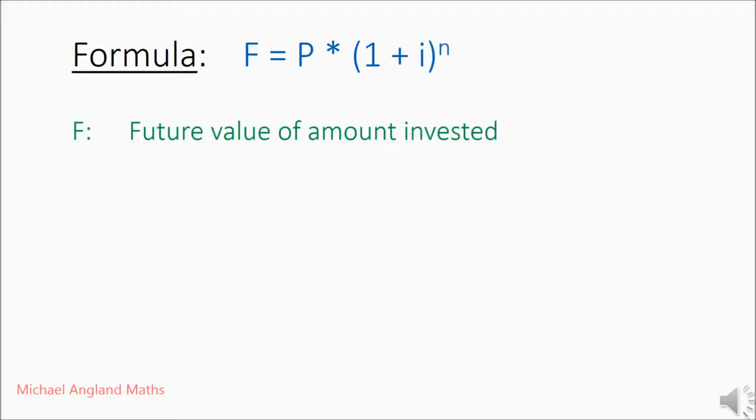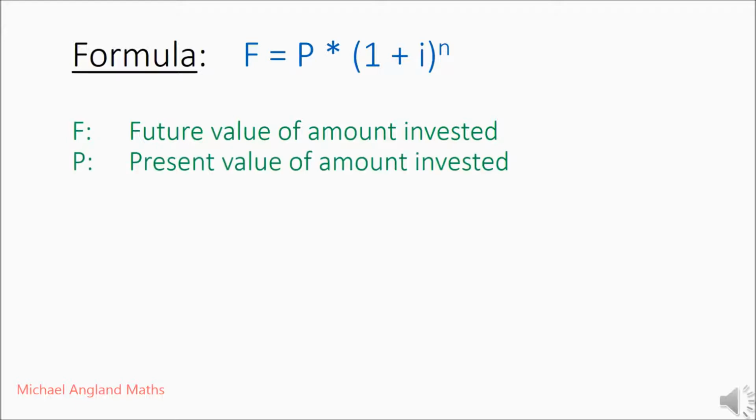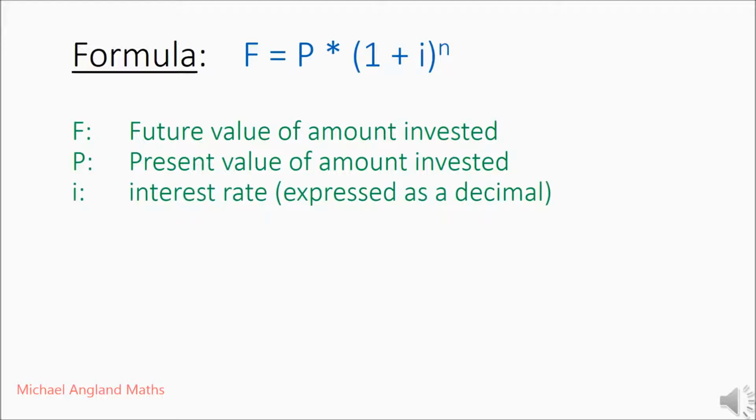So looking at these terms, F is the future value of the amount invested. P is the present value, that is, at the time that the money is invested. I is the interest rate, which, as I said before, is expressed as a decimal. So, for example, if it's 5%, it would be 0.05. So when we add it to 1, we get 1.05. And if we multiply the present amount by 1.05, of course, because we're multiplying by a figure greater than 1, it will increase.